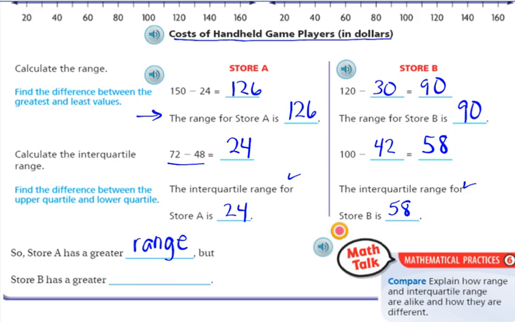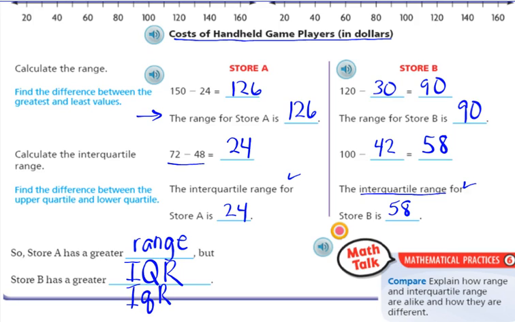But store B has a greater interquartile range. I'm just going to call that IQR, even though interquartile is one word. So technically that should be a smaller q maybe. I don't know, just so we don't have to write it all out.